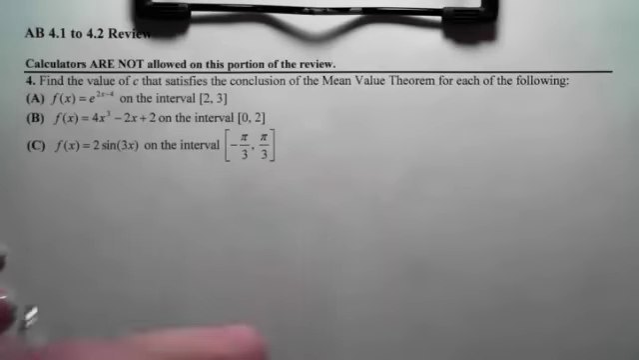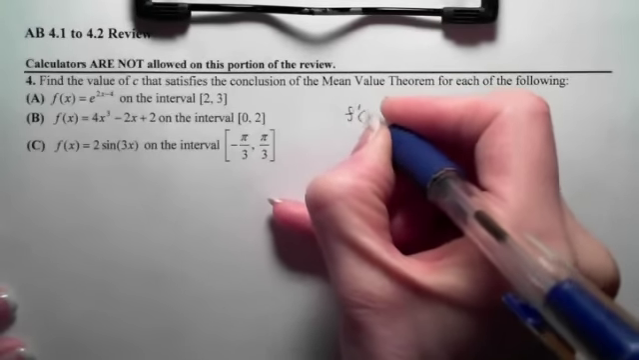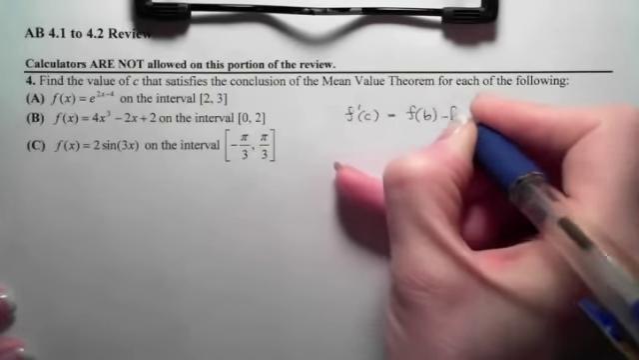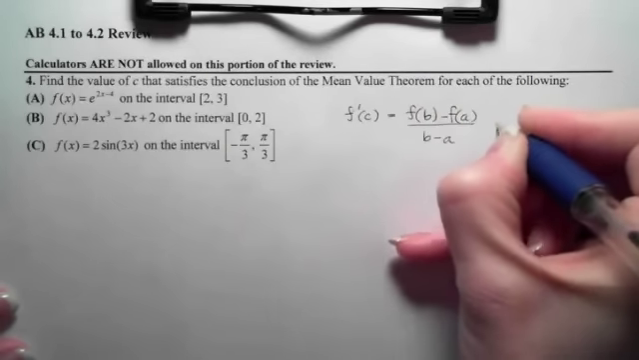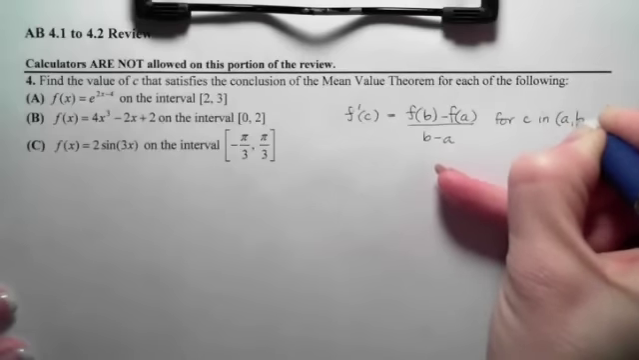This is the 4.1 to 4.2 review. Calculators are not allowed, and the upshot of the problem is we want to find the value of c that satisfies the conclusion of the mean value theorem. So the conclusion, if you recall, says that the tangent slope has to equal the secant slope for some value of c in the open interval from a to b.